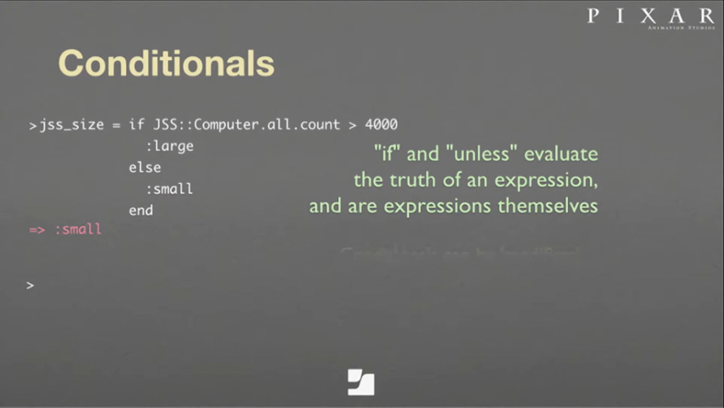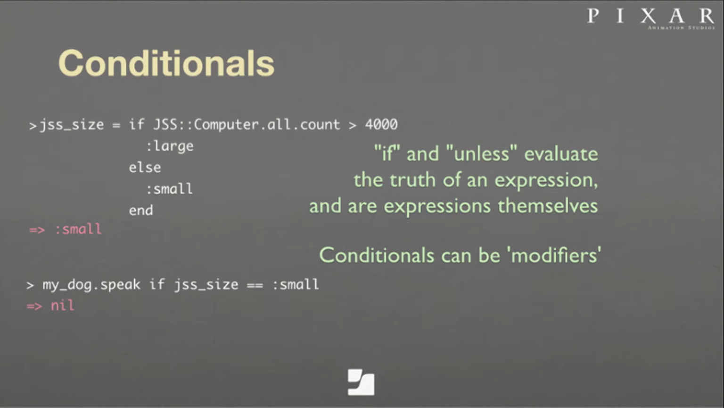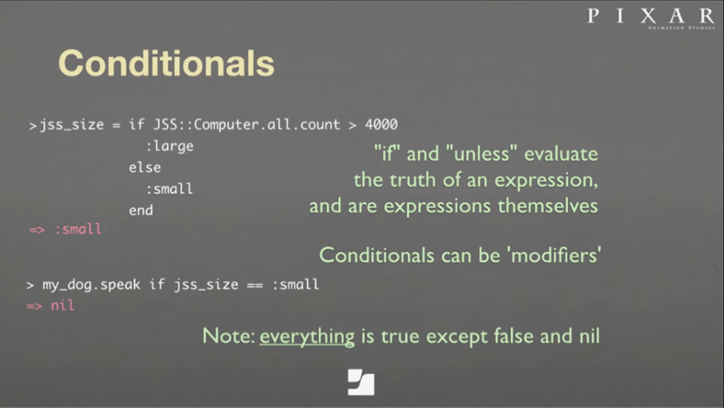Conditionals, if and unless, evaluate the truth of an expression. Here's an example of if, and they are expressions themselves. So the expression we're evaluating, JSS::Computer, there's our computer class, all computers, which gives us an array. What's the count of that array? How many things are in it? If it's greater than 4,000, then the whole if statement will return the symbol large. Otherwise, the whole if statement will return the symbol small, and we'll store it in this variable. And we got small because I believe there's only 103 computers in this JSS.